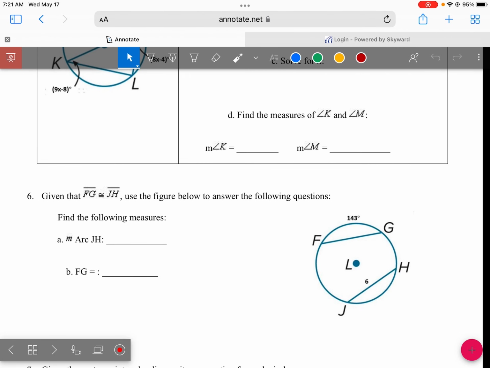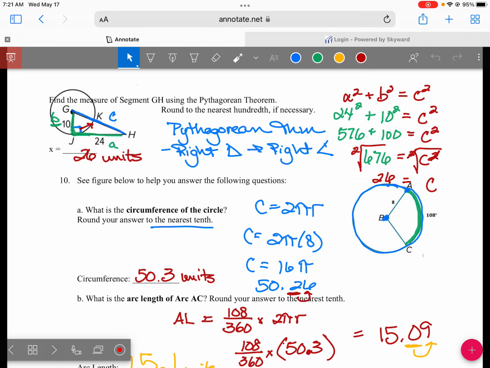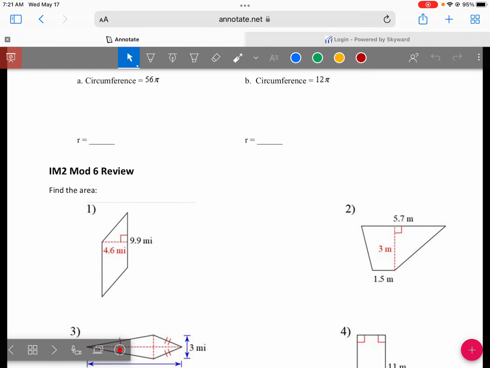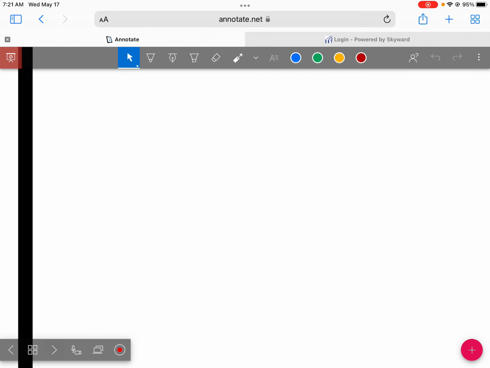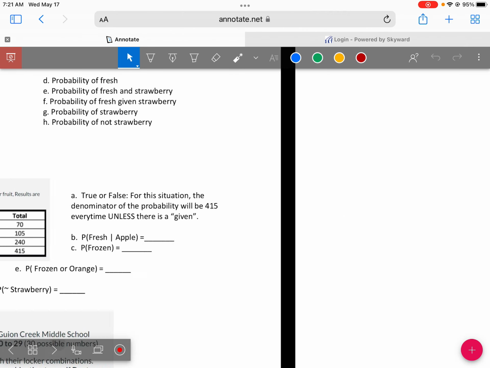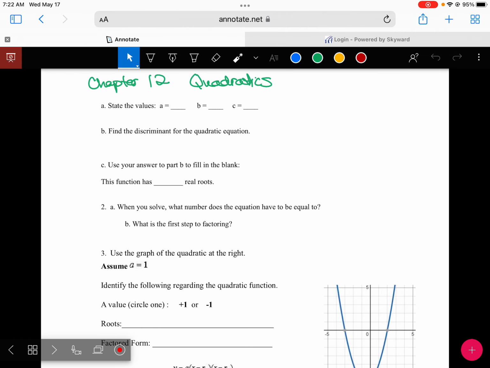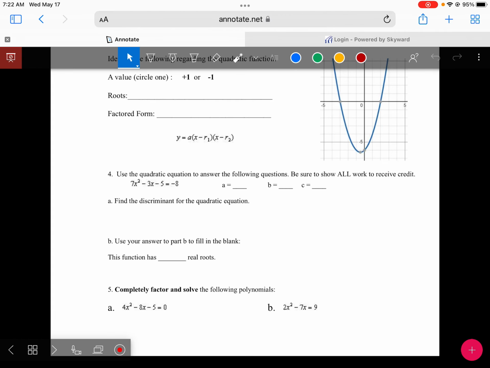All right. So that's circles. Pythagorean theorem. Page 11. Of course, I don't have the pages on here. And here we go. All right.